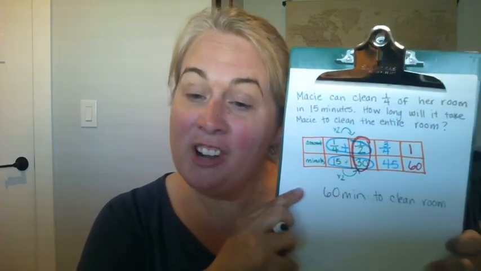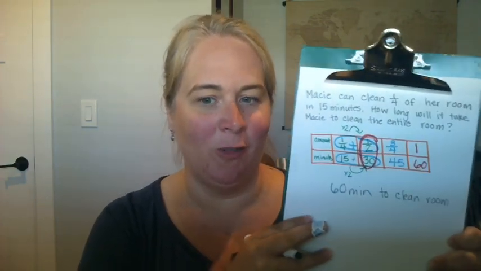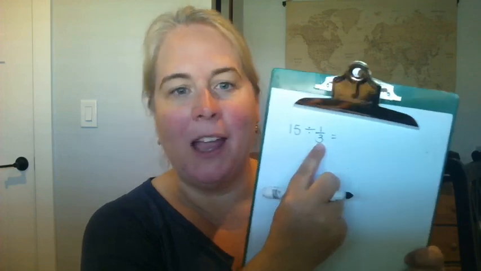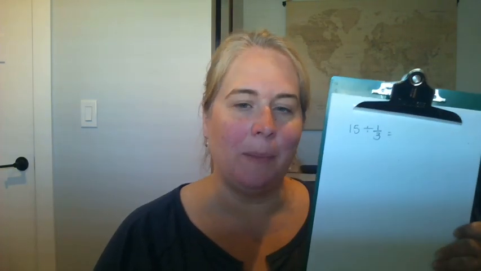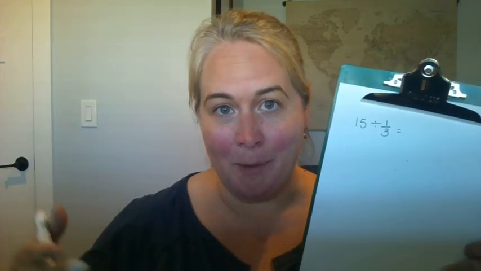All right. So that's how you would use a ratio table to work on your division. Now, let me go over what that might sound or look like if it was a story problem. So let's say I have 15 divided by 1/3. Let's go back a few weeks to where we talked about brownie pans and dividing them up amongst my neighbors.